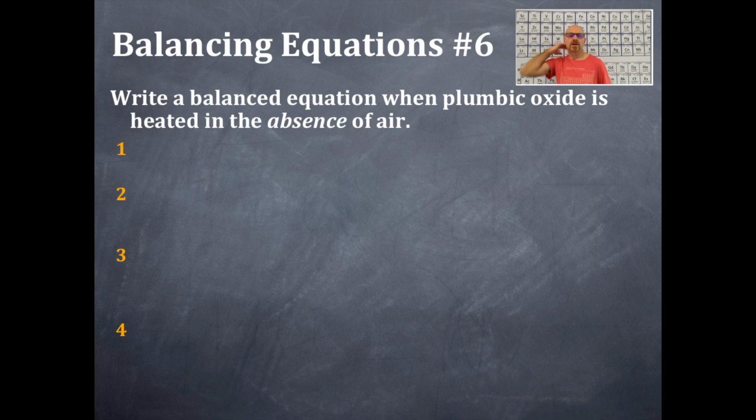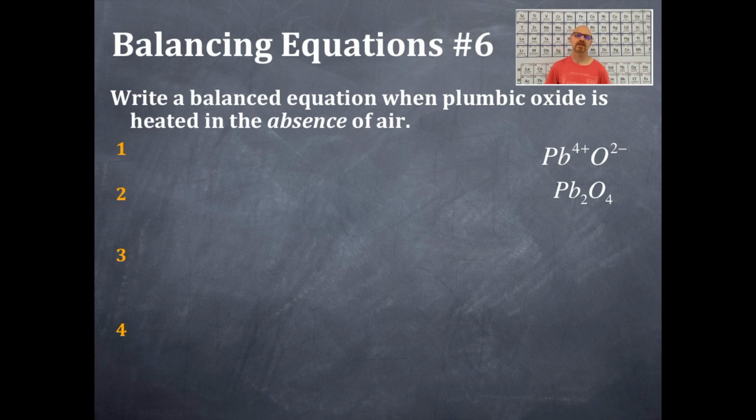All right, so here we go. Number 6. Write a balanced equation when plumbic oxide is heated in the absence of air. Again, we're going to go back to our chemical reactions and types and figure out what type of reaction this is. We're going to figure out what plumbic is. Plumbic is a 4+ charge. Oxide is a 2- charge. I'm going to take the absolute value of the 4 and the 2, flip, bring it down, and I get the following. Then I'm going to reduce this. There's a common factor of 2, so I'm going to reduce that.